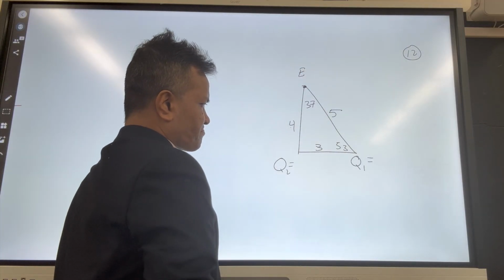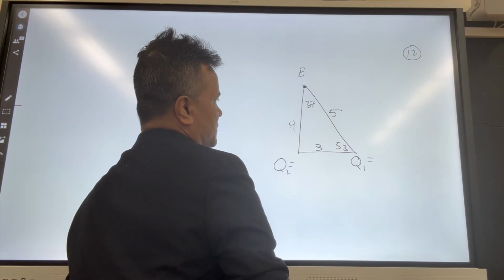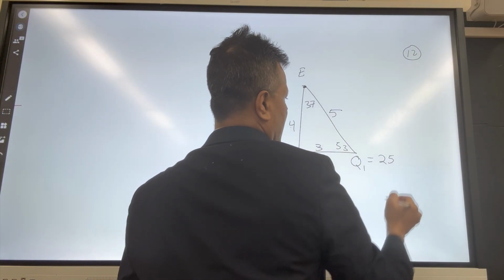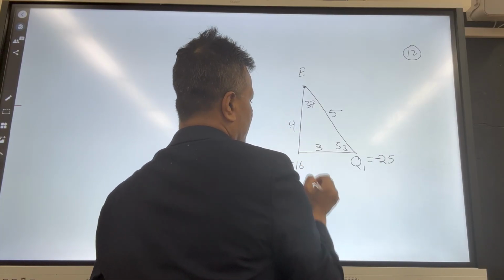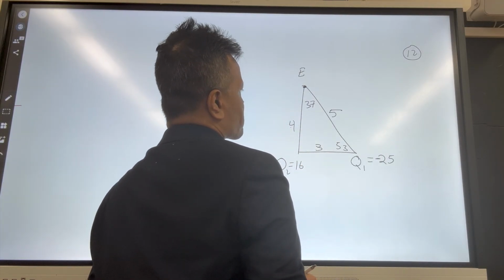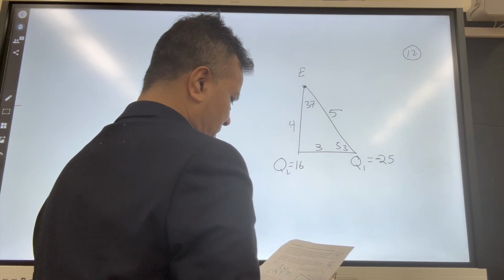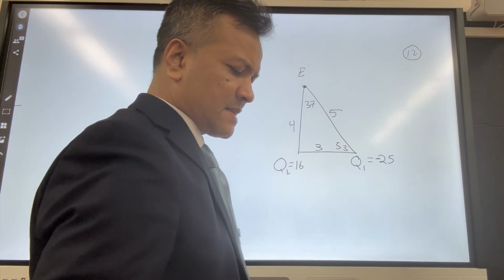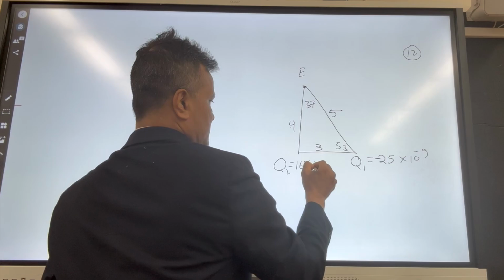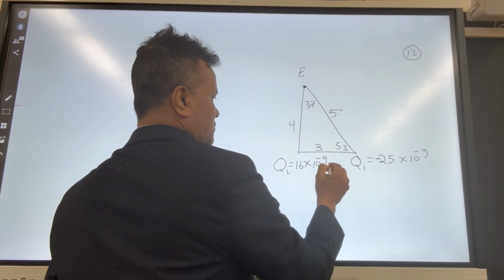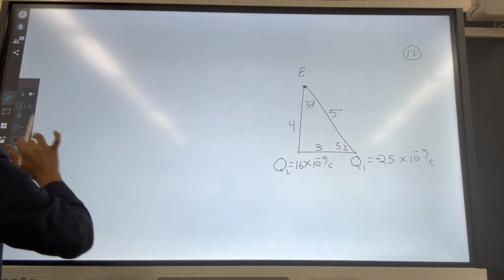And let's find the electric field over here. Okay, good. All right, so let's call it, I don't know, negative 25, and let's call it 16. Let me see what value I gave you. I gave you negative 25 nanocoulombs and 16 nanocoulombs. So 10 raised to negative 9 coulomb. Good. All right, at location E, we have to find the electric field.